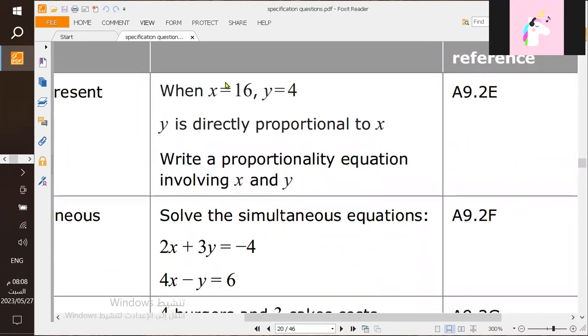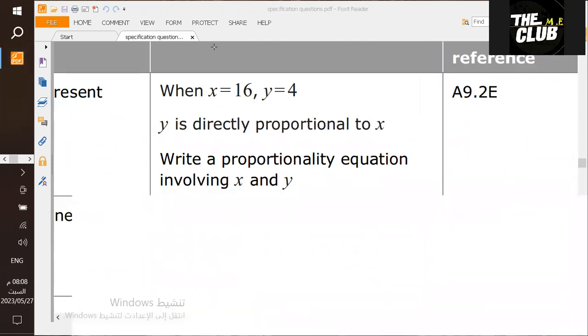It was like k equal to whatever and all that. They didn't tell us to write the steps, you understand? Yeah, but we did it to find the answer, so it's okay. It's the same idea here. Okay, we say y is directly proportional to x. Okay, same idea.